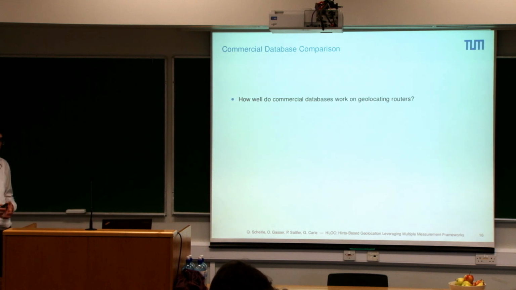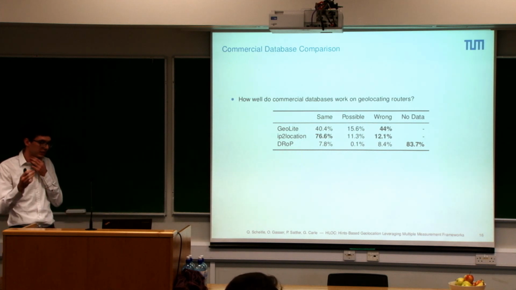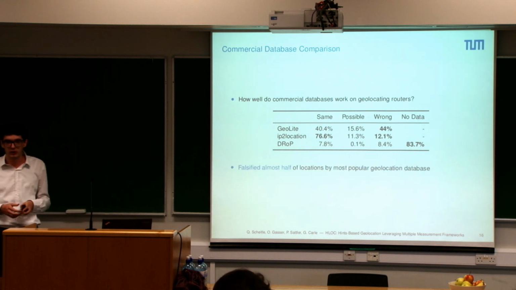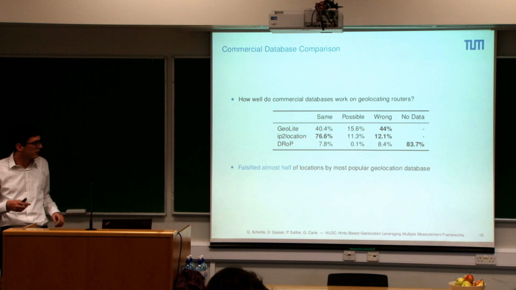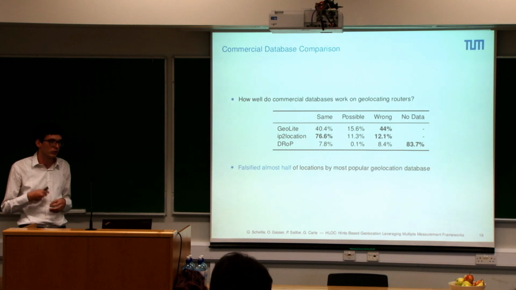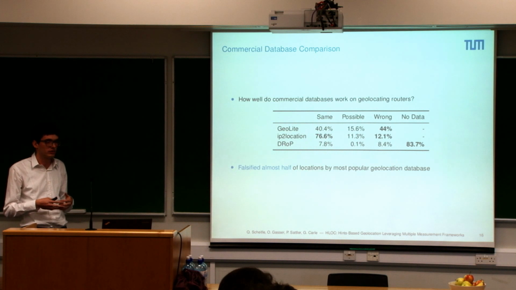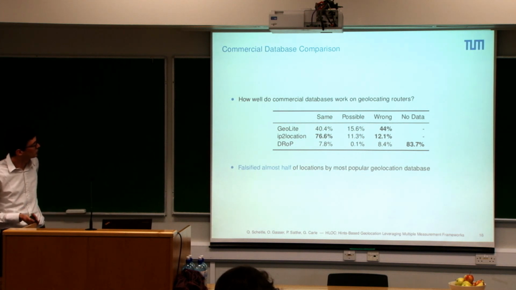So now, how well do location databases work? We compared against MaxMind GeoLite and IP2Location, and we see that a lot of locations are wrong in the databases. 44% for GeoLite, a bit less for IP2Location, only 12%, but still that's a huge number if you try to infer topology. For DRoP, we also evaluated it against all domains, and for over 80%, they didn't even generate a location hint. So that's not as useful.